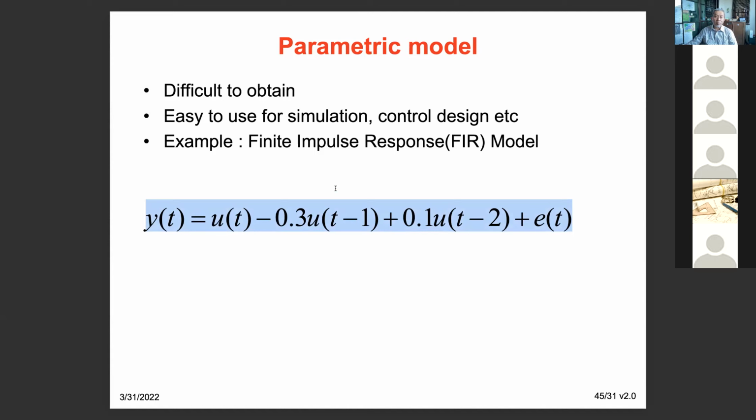This is a sample of a finite impulse response, FIR, model, where Y is the output, U is the input, 0.3 and 0.1 are the coefficients under investigation, and E, of course, is noise.